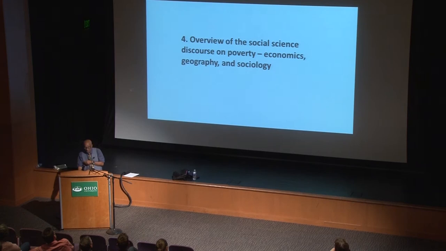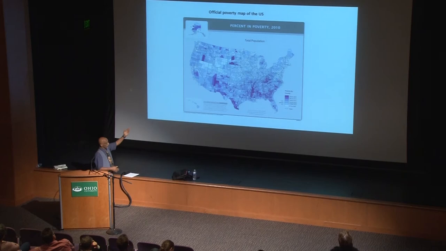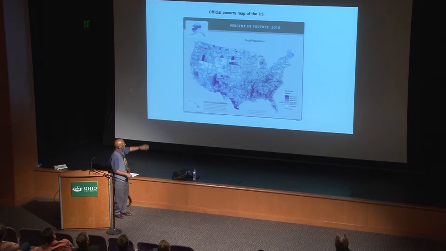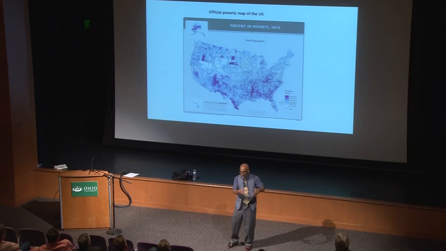What I'm trying to say, and this is directly addressed to you folks in the university, is that economics and geography and sociology are deeply implicated in creating this problem. So here's the standard map that geographers draw using the census data. It's the poverty map. So we see where the poor people are. And what this does is describe certain places as distressed places, and other places that have a high per capita income are places that are good.